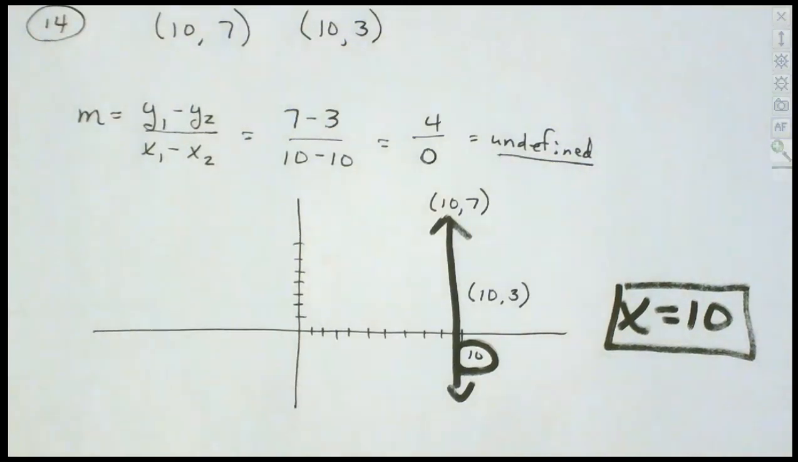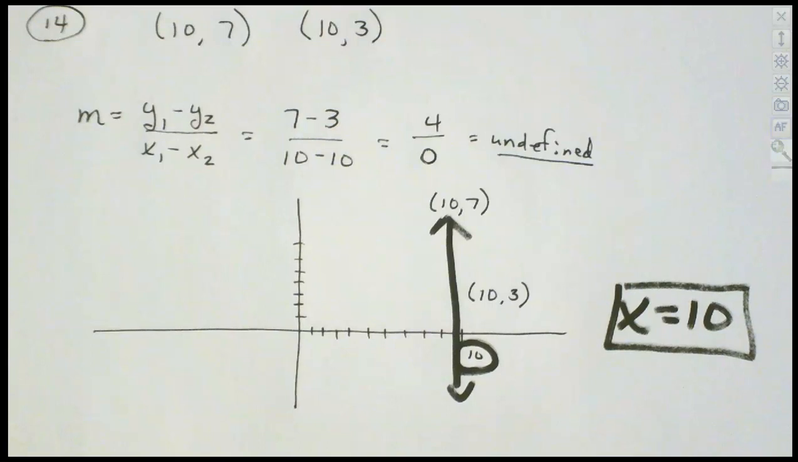When you have an undefined slope, what does that mean? That means you have a vertical line. I know it's been a while, but vertical lines have an undefined slope, and undefined slopes are vertical lines, and they are x-lines because they cross the x-axis. Conversely, if your slope was 0, it would be a y-line and horizontal.